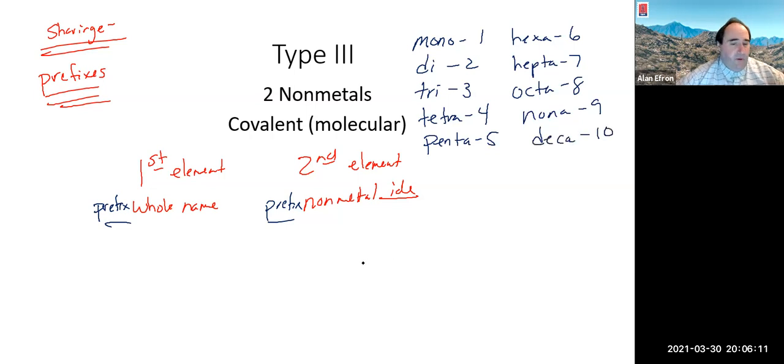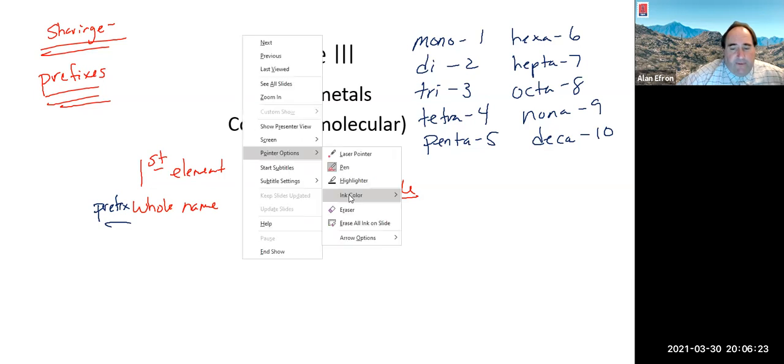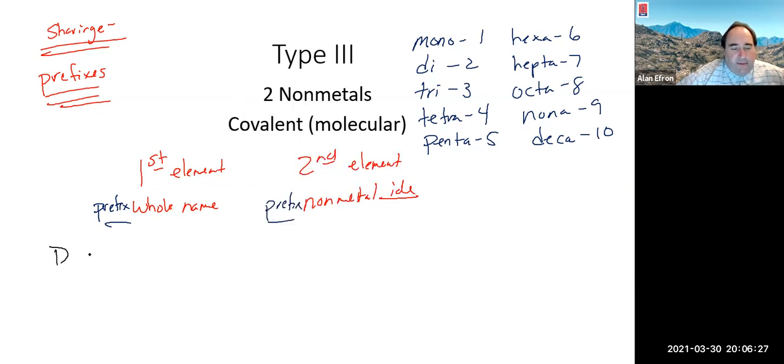And these are the prefixes that we use along with the whole name of the first element, the IDE of the second element. There are a few rules, though, and a couple important rules when we're using prefixes are: we do not use mono on the first name, but it is okay on the second.